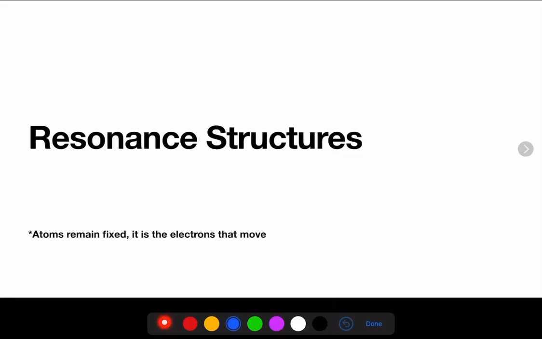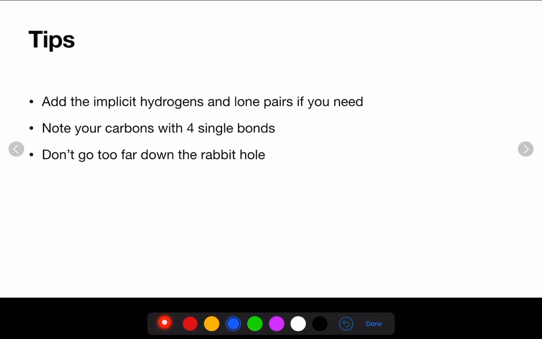Hey everyone, this video is going to be on resonance structures. Just as a reminder, in resonance structures, it's the position of the atoms that remain fixed. It's only the electrons that move around. So some tips for drawing resonance structures is that you want to add your implicit hydrogens and lone pairs.